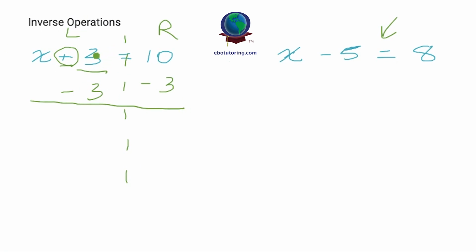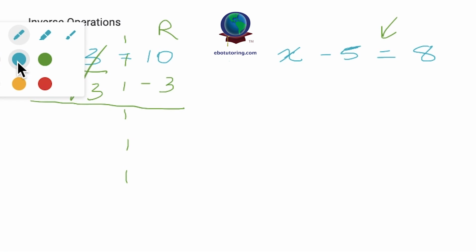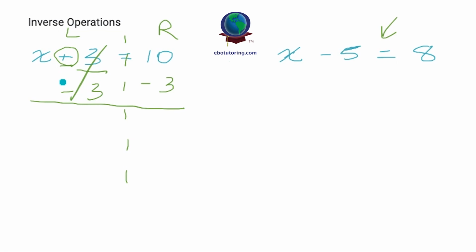The plus 3 and the minus 3 go away. Then you have the 10 minus 3 over here. So what do you end up with? X is left because the 3 is gone, and 10 minus 3 is 7. x equals 7. Good job. Now let's go over here to the equation that says x minus 5 equals 8.